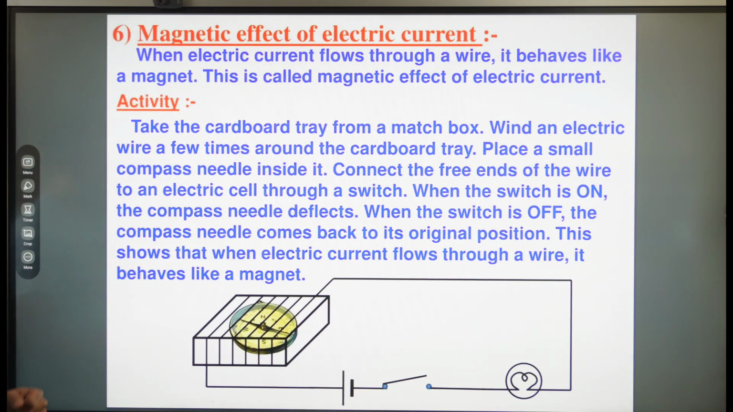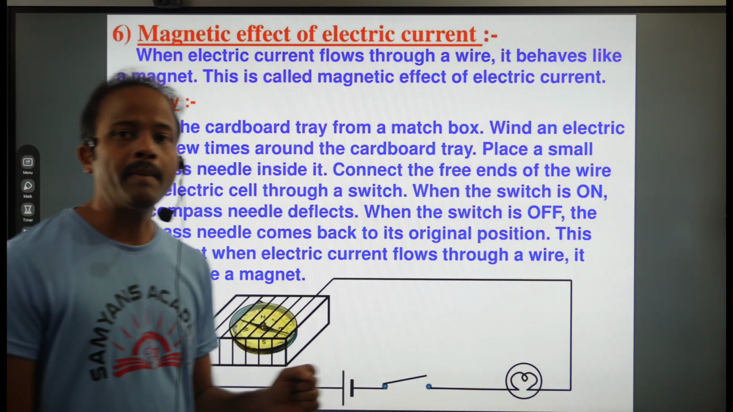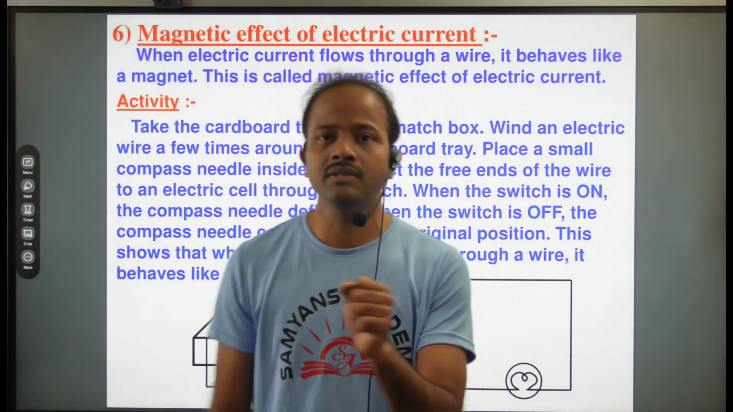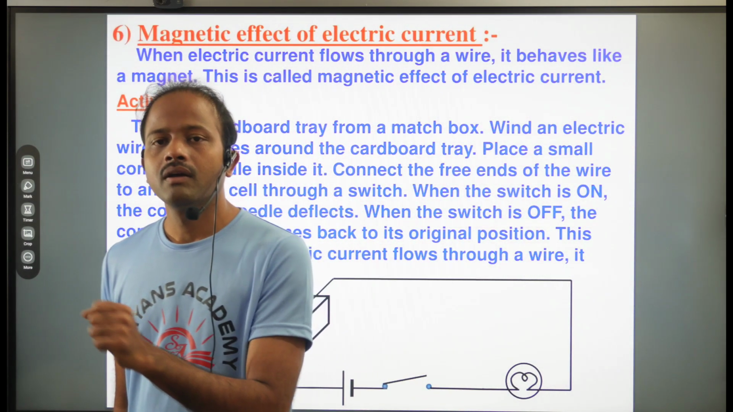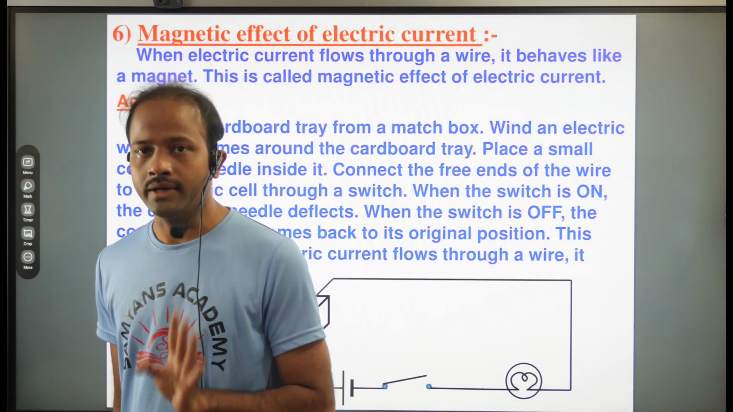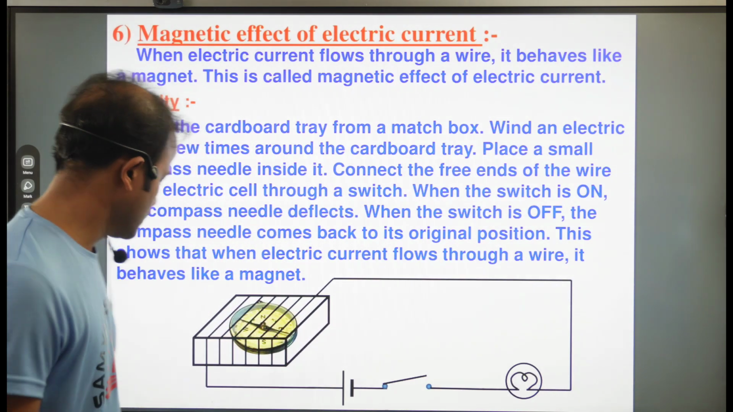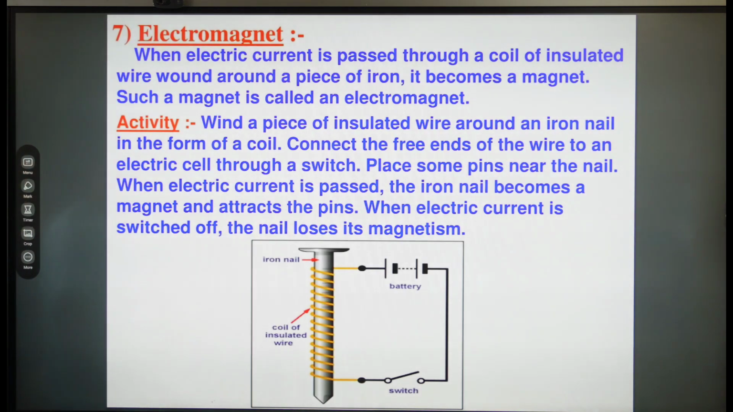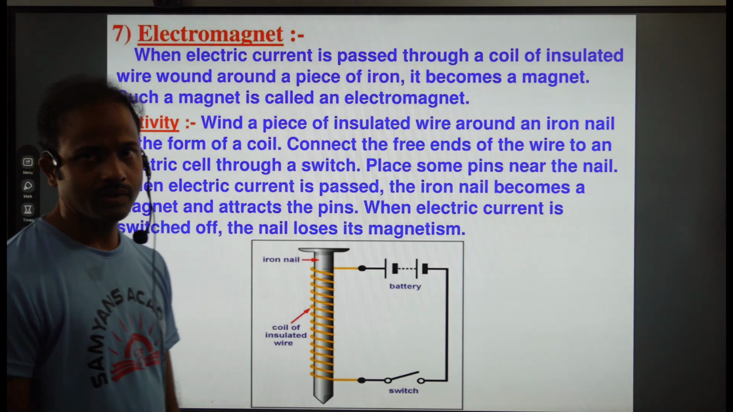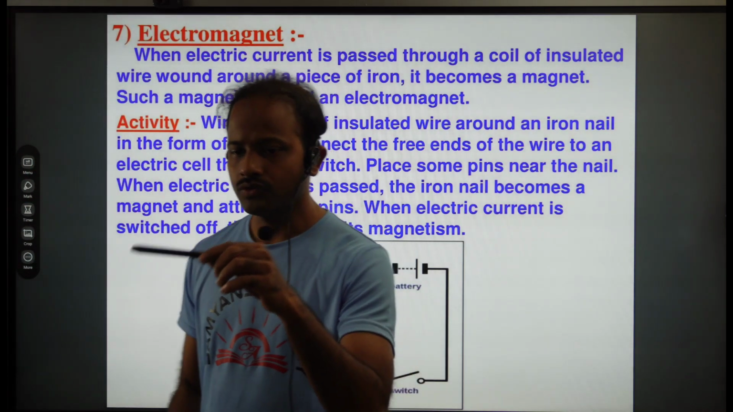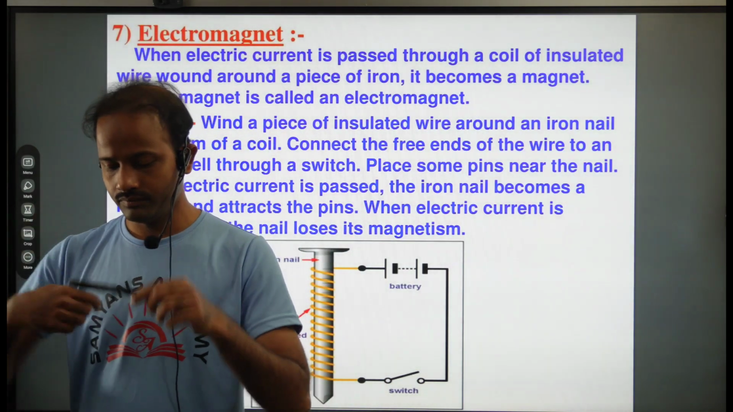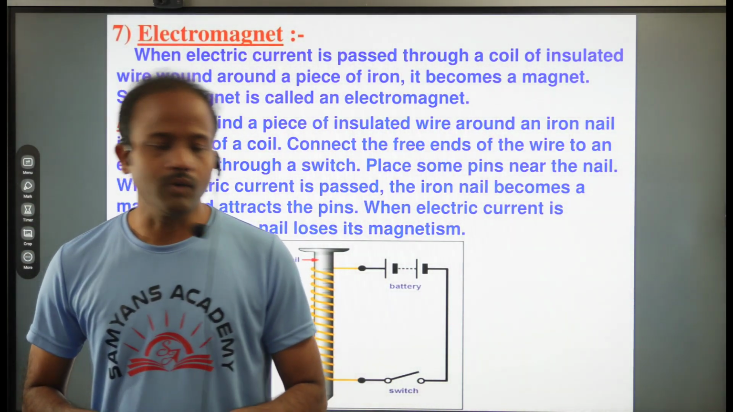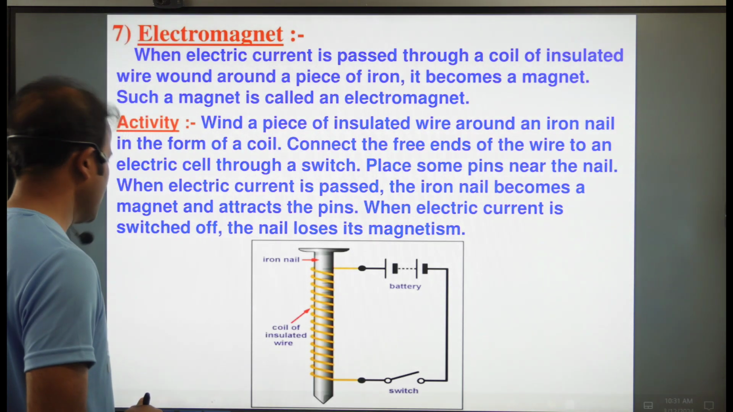This shows that when electric current flows through a wire, it behaves like a magnet. Whenever there is electric current in the wire, there is a magnetic field around it. So this is about the magnetic effect of electric current. Now, just now I told you, take one iron nail and wind some copper wire to it. Then what will happen? It will behave as a magnet.